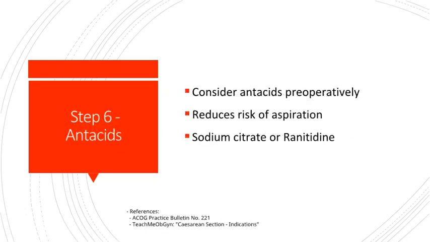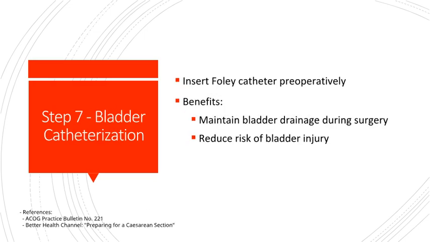The sixth step is administering antacids such as sodium citrate or ranitidine before surgery, which helps reduce the risk of aspiration during anesthesia, particularly in pregnant women at risk for gastric reflux. The risk of reflux is higher if the woman has been eating or drinking up to the time of the C-section. The seventh step is that a Foley catheter should be inserted before the procedure to keep the bladder drained during surgery.